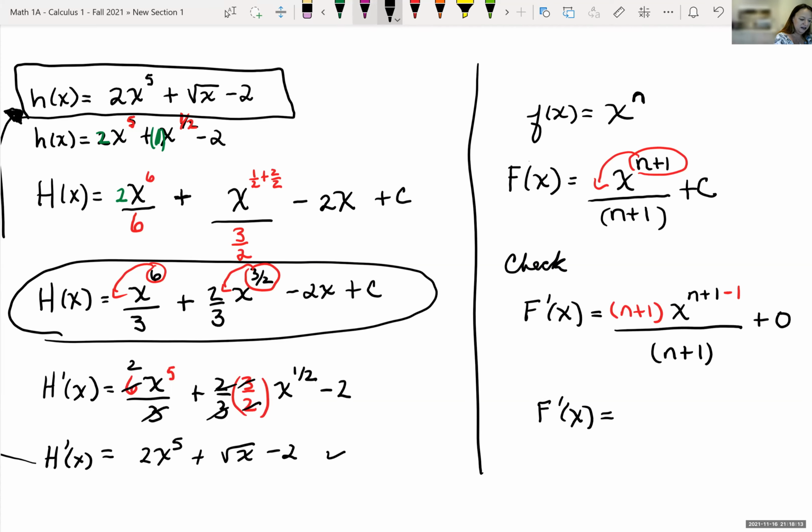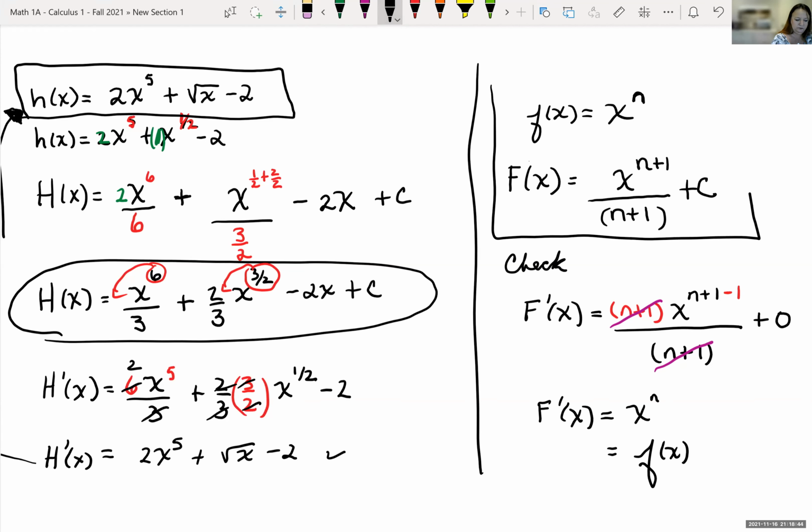So simplifying, those n plus 1s in the numerator and denominator, because it's multiplication in between, those cancel. And we're left with x raised to the nth. I don't have to add that plus 0. So the derivative of our antiderivative was equal to our original function, f of x. So we came up with a rule. A power rule for our antiderivatives.